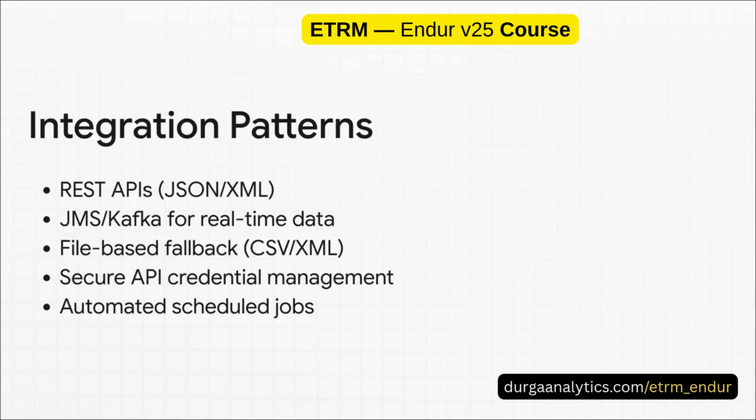So how does all this data fly back and forth? Well, to make this communication happen seamlessly, Endure uses all the modern tools in the toolbox. We're talking REST APIs, often through open components for real-time data exchange. We're talking messaging queues like JMS or Kafka for high-volume telemetry. And of course, good old secure FTP for file-based stuff as a reliable backup. It's all automated with scheduled jobs running in the background.